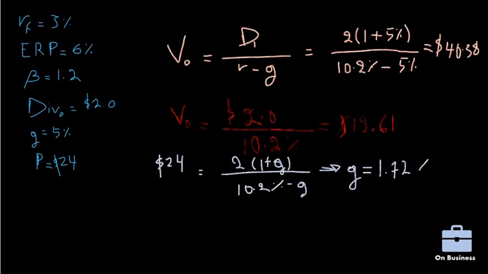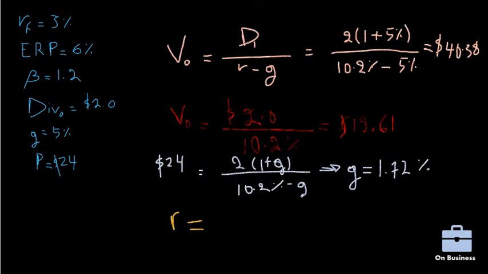Since I put V equal to P, this is the G that the market thinks will happen. So this is the growth in dividends that the market, or all the people in the stock market, expect the dividends to grow at a rate of 1.72%, which is a very modest rate. So as an analyst, I might think that the growth is going to be more, so this stock could be attractive for me.